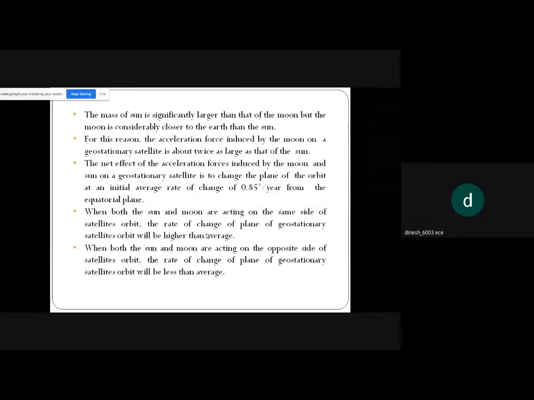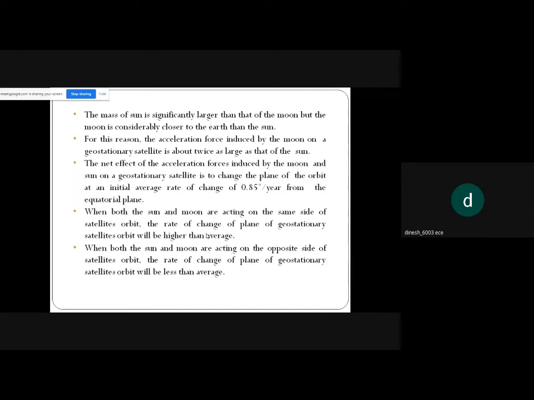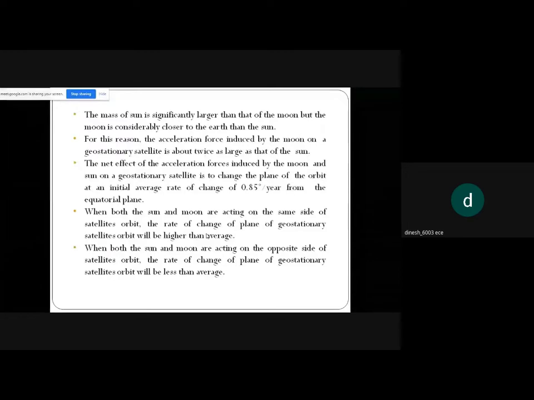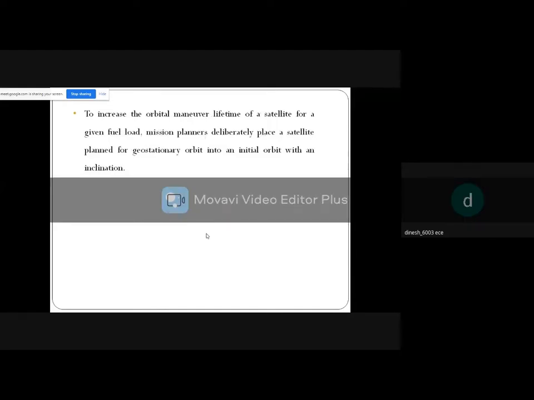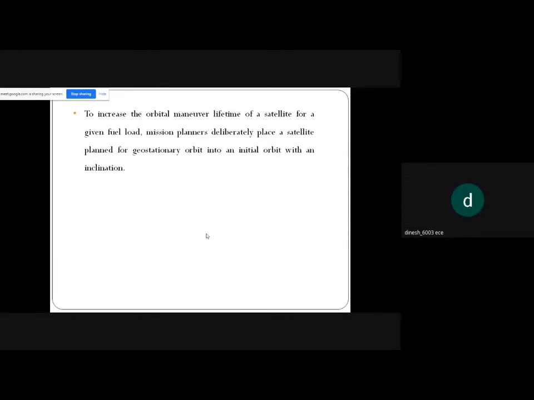When both the Sun and the Moon are acting on the same side of the satellite's orbit, the rate of change of plane of the geostationary satellite will be higher than average. When both the Sun and Moon are acting on the opposite sides of the satellite orbit, the rate of change of plane of geostationary orbit will be lesser than the average. So the average is calculated from the values obtained for the rate of change of plane of the geostationary orbit. So in order to increase the orbital lifetime of a satellite with a given fuel load, mission planners deliberately place a satellite planned for geostationary orbit into an initial orbit with an inclination.